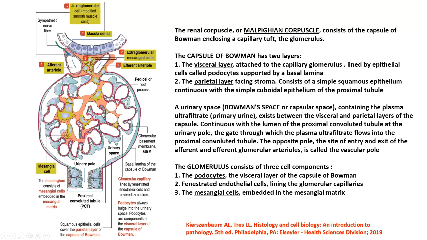And in very close proximity to these arteriolar structures is what we know as the juxtaglomerular cell, and this harbors the important structure known as the macula densa.